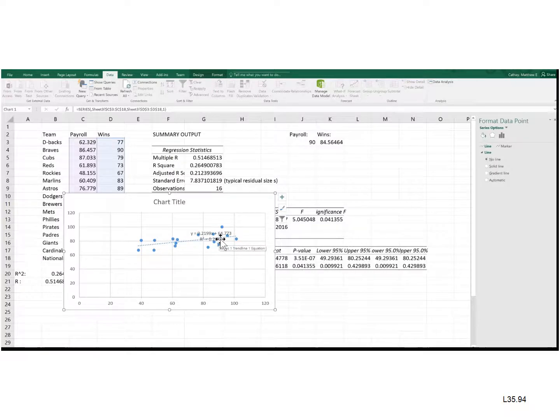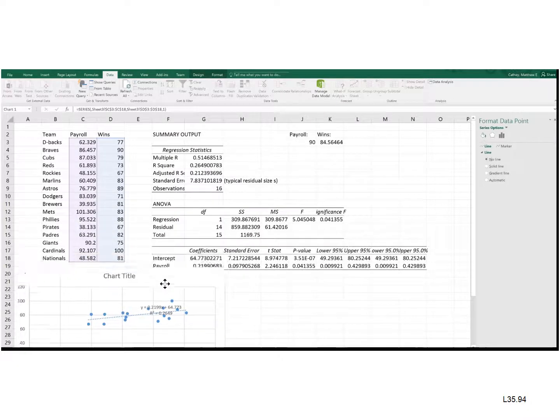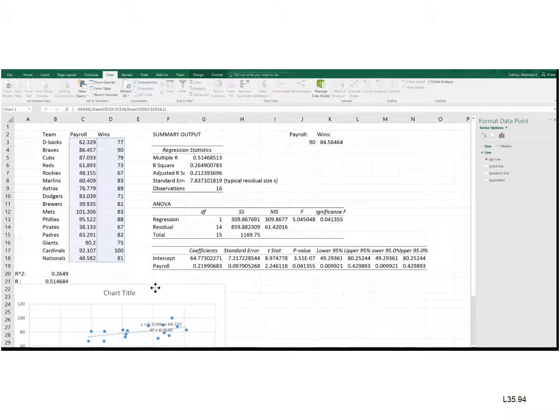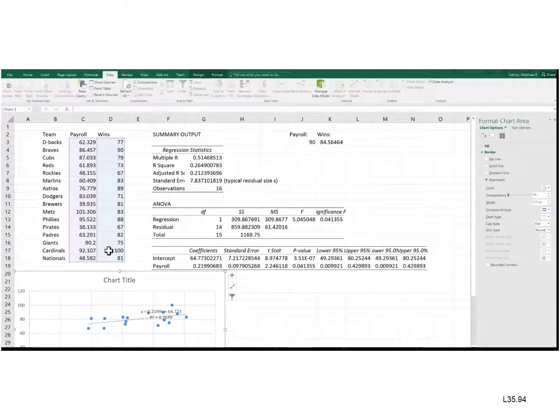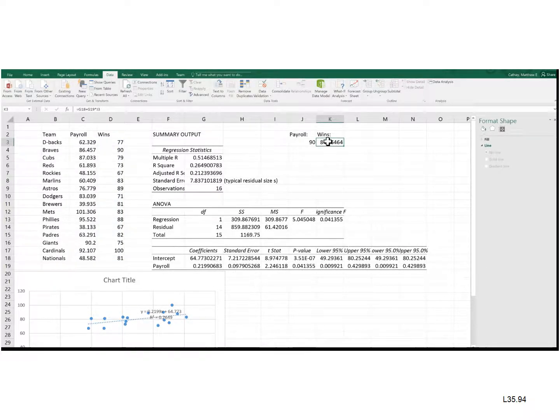You do see it's low. But if you look at this point, which is 92.107 and 100, that's the Cardinals. So their payroll was pretty close to $90 million, and their number of wins was 100. So that was quite a bit above what was predicted. So there is the predicted number of wins. So that's y hat right there.